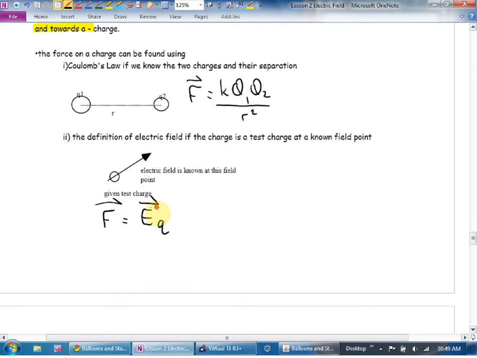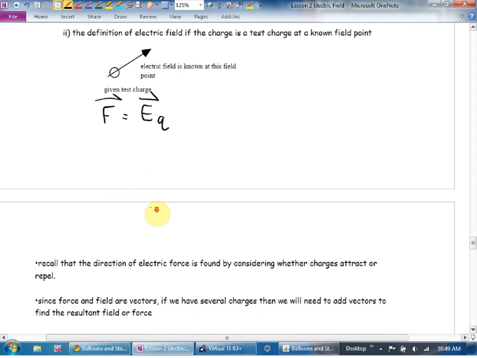Okay. Recall that the direction of electric force is figured out. So electric field, which way would a positive want to move if it could? Electric force, like charges what? Unlike charges what? Like charges repel, unlike charges attract. That you got to memorize. Like if you're on test day going, I can't remember, you're going to flunk the test. And I'm going to laugh at you.